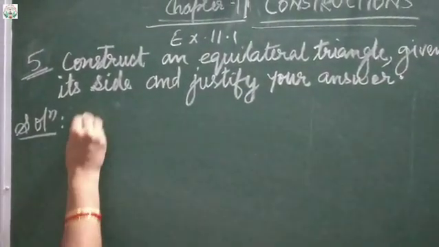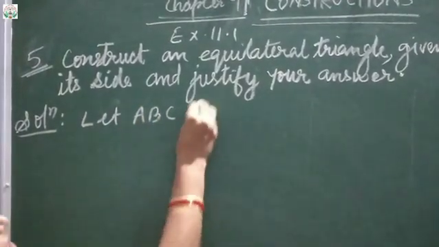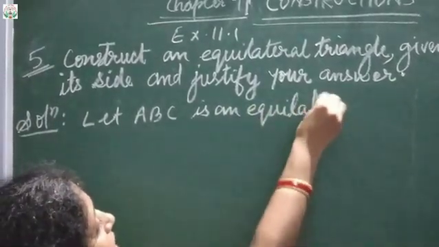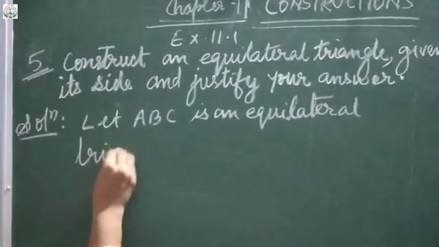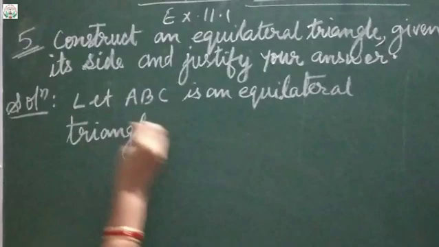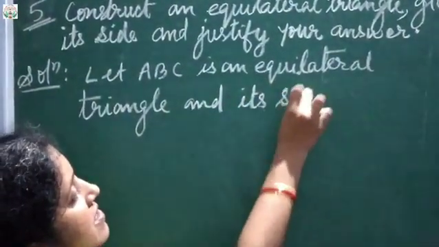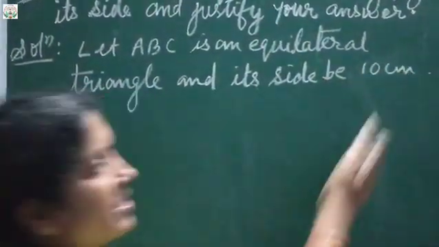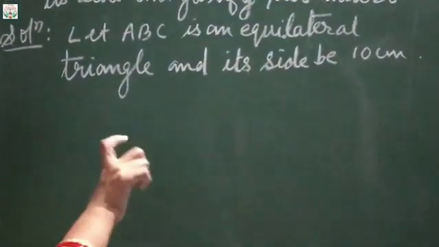So first write, let ABC be an equilateral triangle and let its side be 10 centimeters. Why have I taken 10 centimeters? Because the triangle will be a little big, so that we can easily see it.